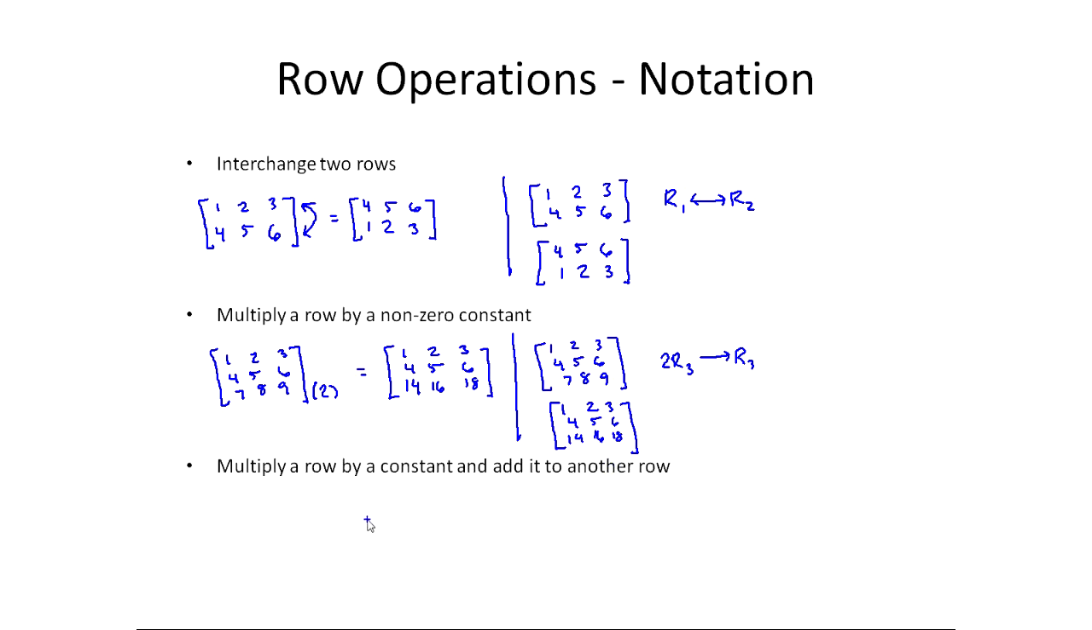Okay, so let's look at one more, and this time I'll write down what I want to do. I'm just going to make up another operation. Let's say that I want to multiply row 1 by, let's say, 3 and add it to row 2.